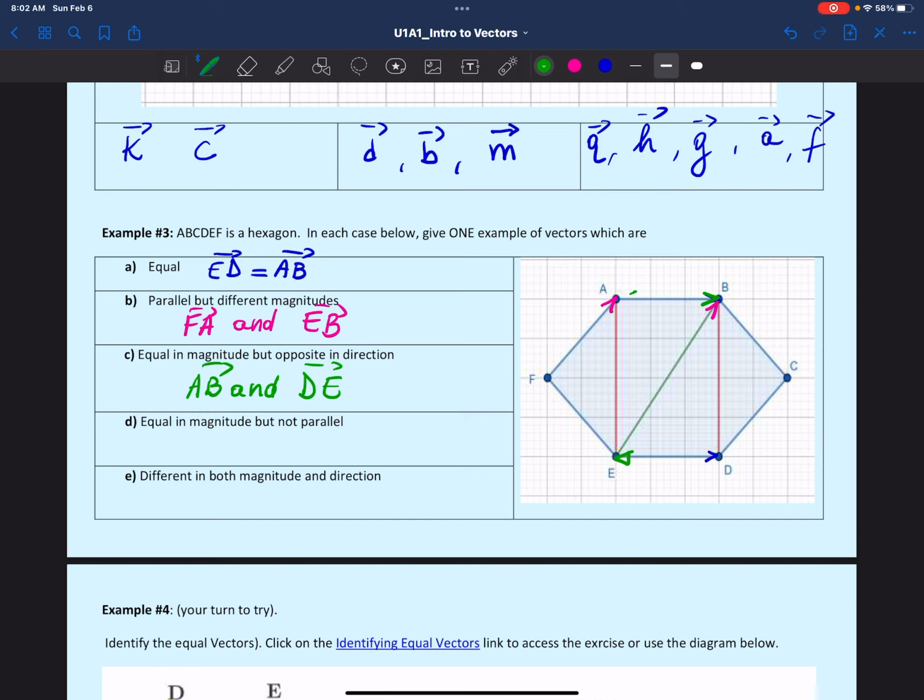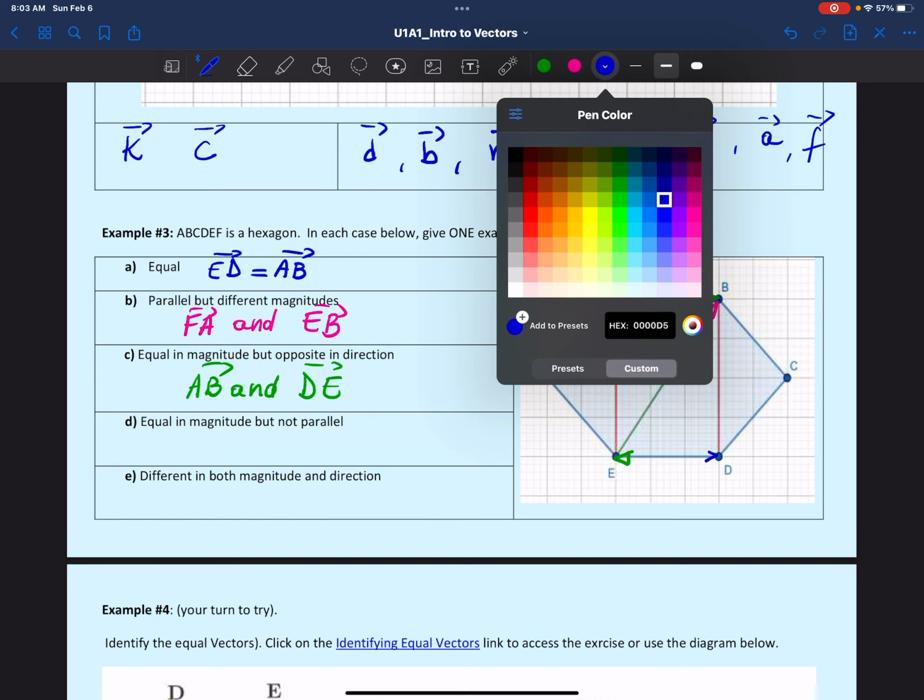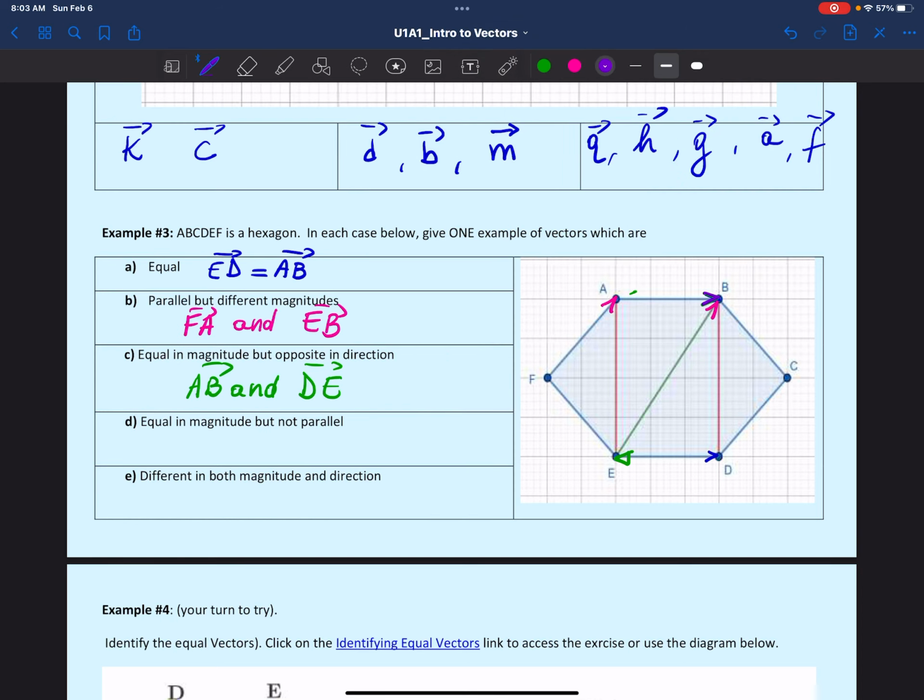Equal in magnitude but not parallel. Since we're told this is a regular hexagon, each side would be the same. So we'll say, for example, vectors AB and BC. Different in both magnitude and direction. So I would continue with vector AB and then finish up with vector AE.